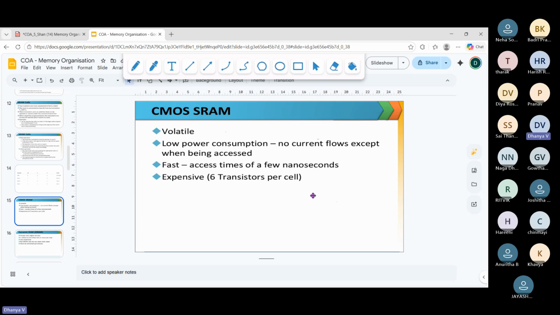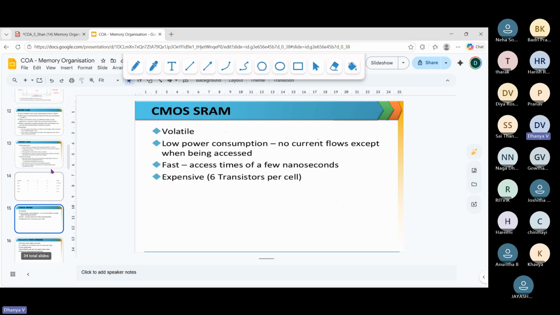So CMOS is just based on the MOSFET concept. Sir told us to omit this. I've just added it to let you know that there is a type called CMOS SRAM. SRAM is also volatile, CMOS SRAM is also. It has low power consumption, no current flows except when being accessed. It also has faster access, and it's expensive because of 6 transistors per cell. I have to look into the difference, but I think SRAM is based on CMOS, on the MOSFET concept.